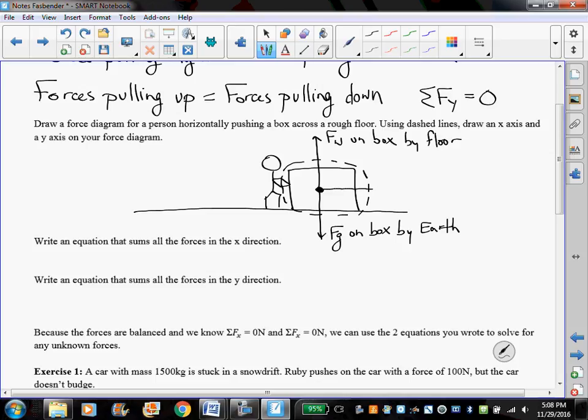This person is pushing the box to the right, so there must be some kind of applied force on the box by the person. And, well, this thing is sliding along the floor, so there is probably some friction on the box by the floor.